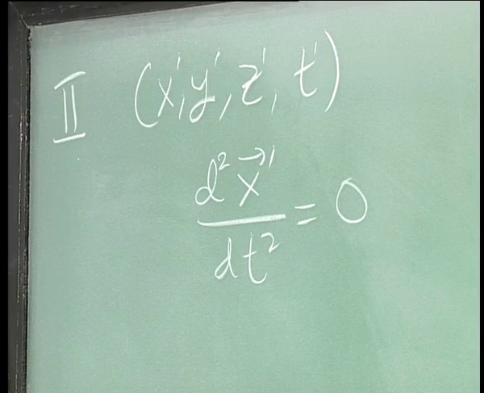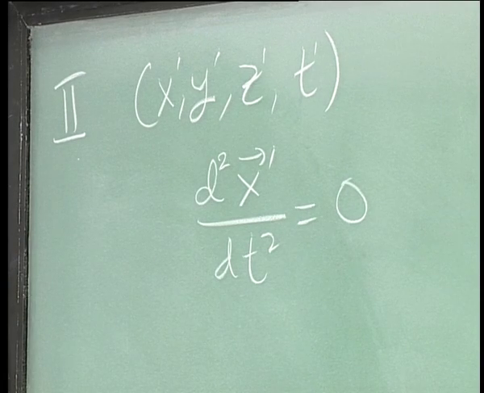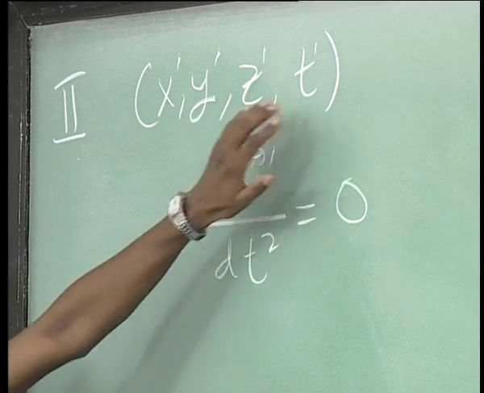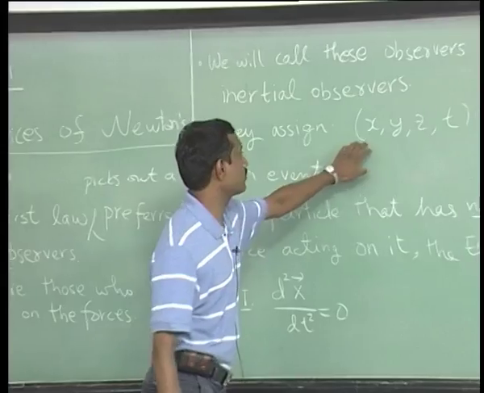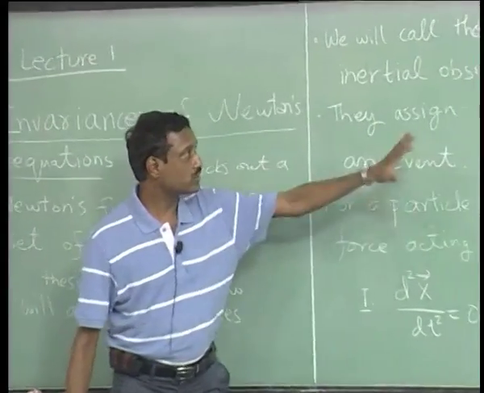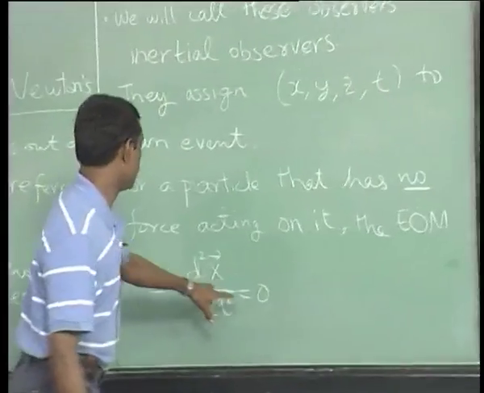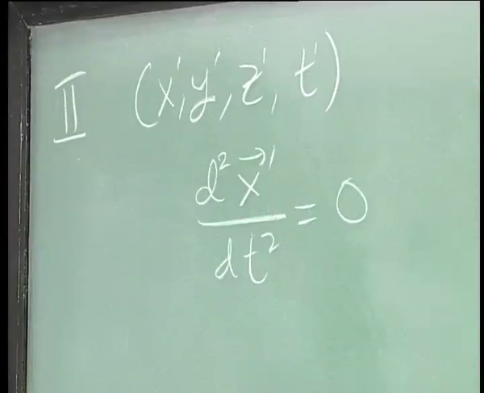So, now what we would like to ask is what is the most general relationship between x prime, y prime, z prime and t prime, and x, y, z and t. Okay. So, they are both assumed to be inertial observers, and we have decided that there is no force. So, this is the equation they would write.